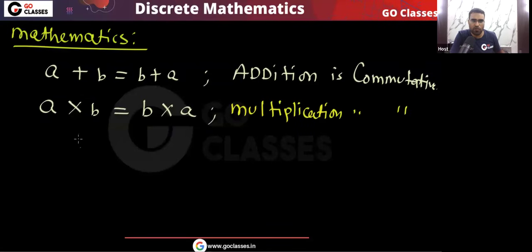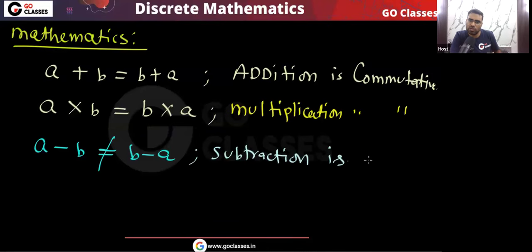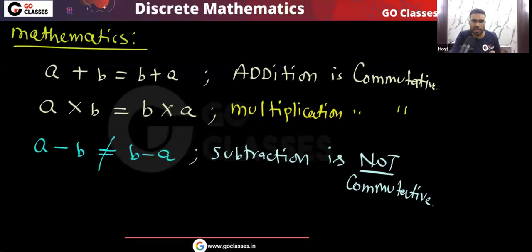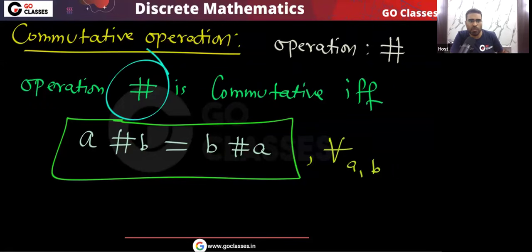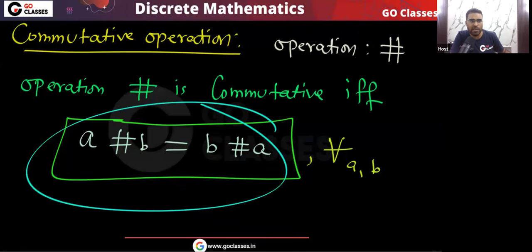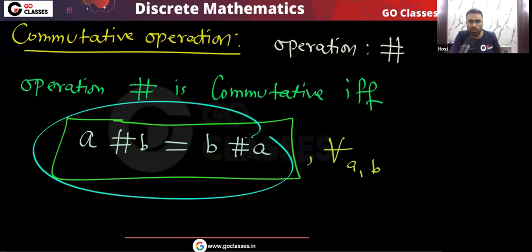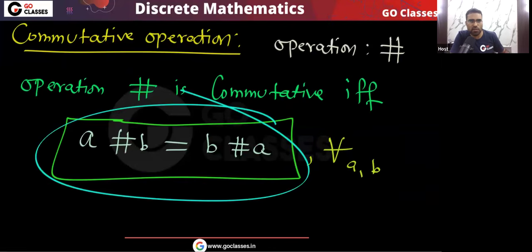What about subtraction? Can I say A minus B is the same as B minus A? No. So subtraction is not commutative. For example, 2 minus 3 is not the same as 3 minus 2. Subtraction is not commutative, but addition and multiplication are. Did you understand the definition? An operation is commutative if A hash B equals B hash A for all values of A comma B. Whatever A comma B you put, this equation will be satisfied.